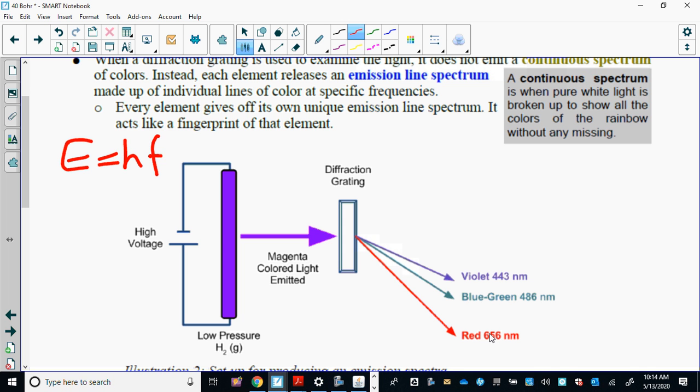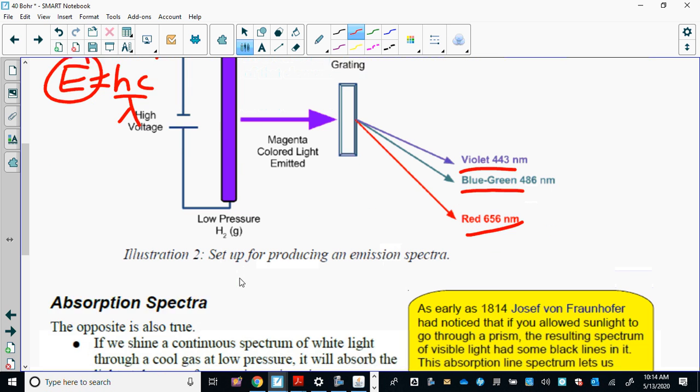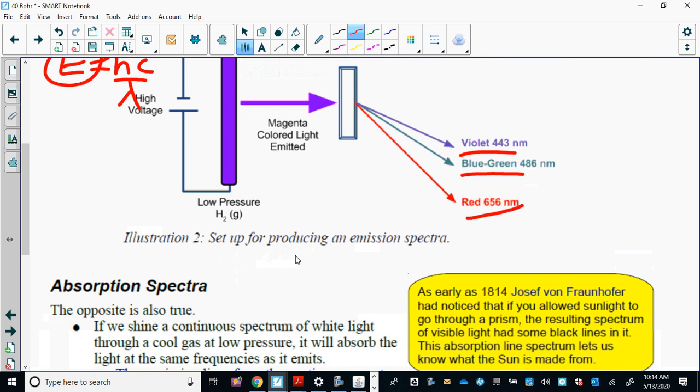And as you recall, E equals hf and E equals hc over lambda. So those specific wavelengths have a specific energy associated with them, and that is the energy level at which those electrons will exist. All right, getting interesting, isn't it? So that's an emission spectra.